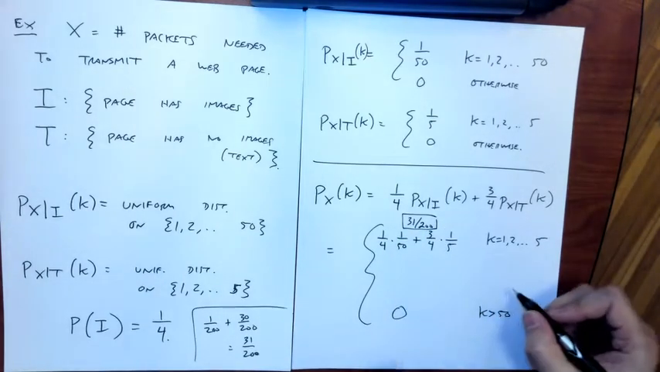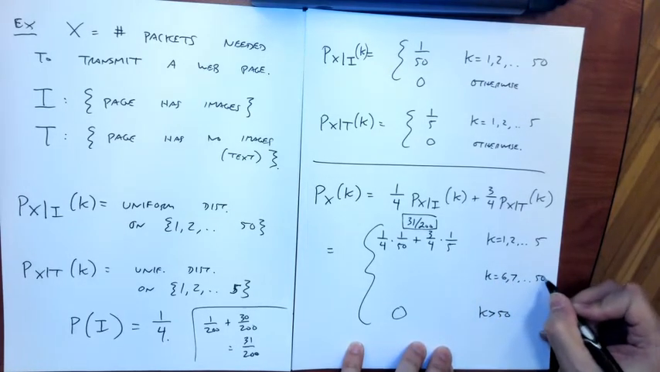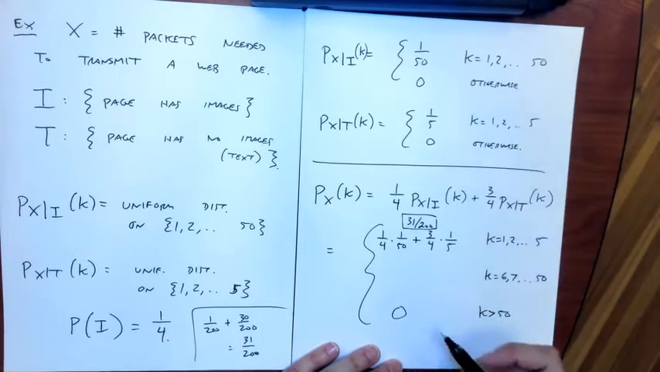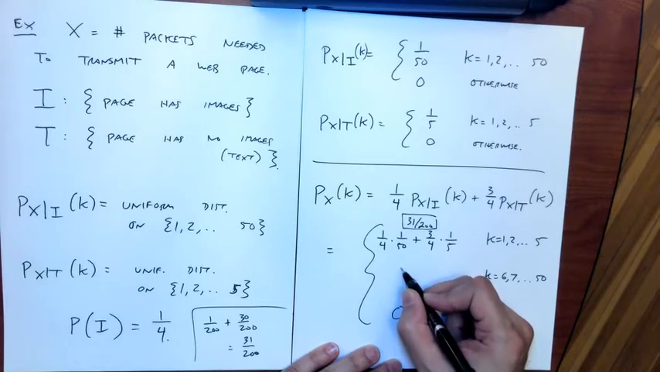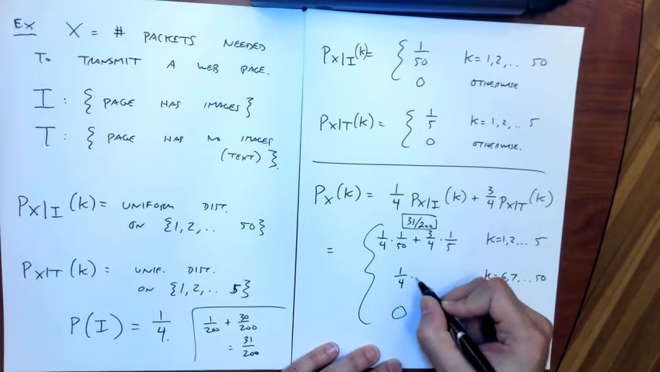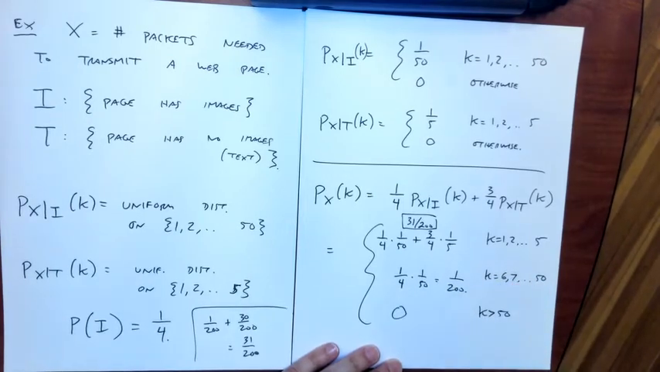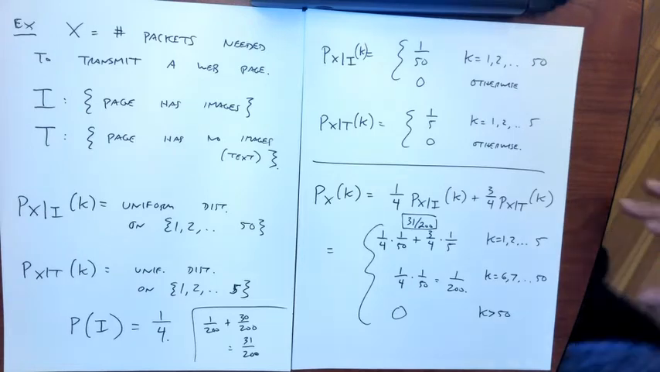And then in the case of up to 50 packets, between 6 and 50, the only way that can happen is if I'm in the image case, right? Not possible for the other guys. So the probability of that happening is, again, just 1/200. And so this completes the whole PMF, right? And as a sanity check, the values there should all add up to 1, right? So let's just double check.